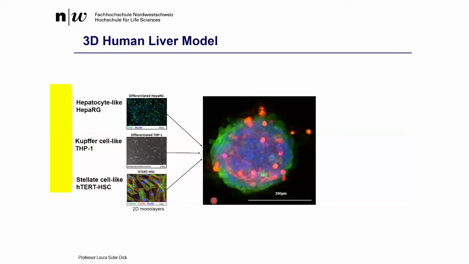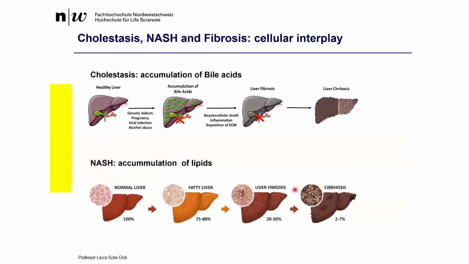But our microtissues look like this. You see the different cell types with different colors in this depiction, starting from a monolayer. And as I was saying, we need to use this complex structure because for many liver diseases, we need intercellular interplay. So we need more than one cell type. We focus our research mainly on fibrosis, also cholestasis, and also NASH, the accumulation of lipids.